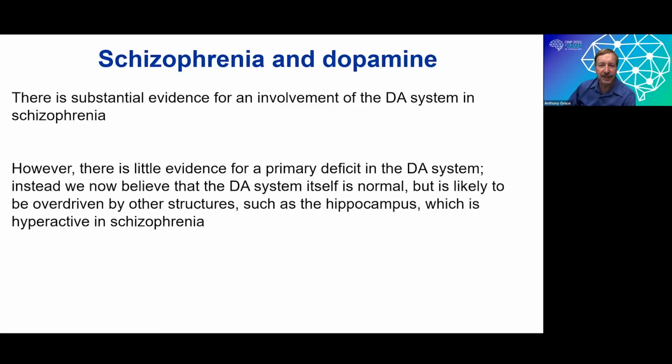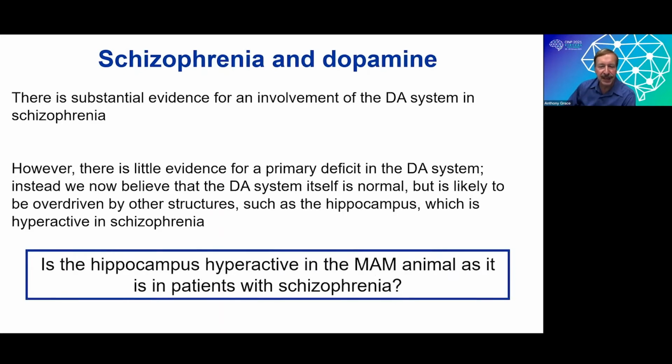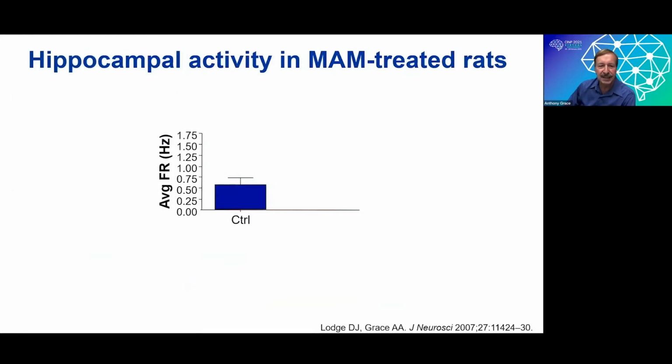Instead, we now believe the dopamine system is probably normal, but is overdriven by other structures such as the hippocampus, which studies have shown is hyperactive in schizophrenia patients. Is the hippocampus hyperactive in the MAM animal, as it's been shown in imaging studies with schizophrenia? What we find is that the hippocampus is firing significantly faster. Moreover, it's also dysrhythmic in that there's a dropout of low-frequency gating rhythms and an increase in higher frequency rhythms.